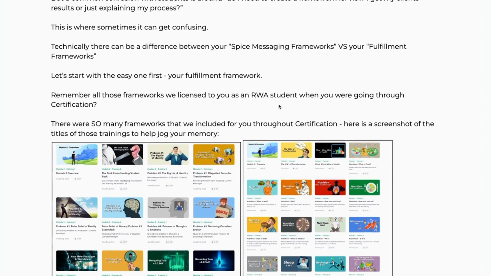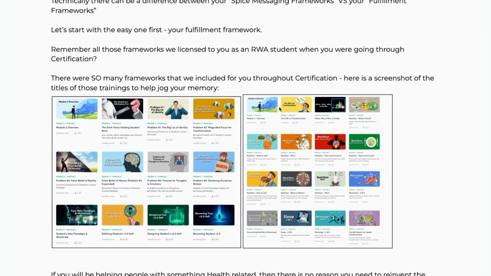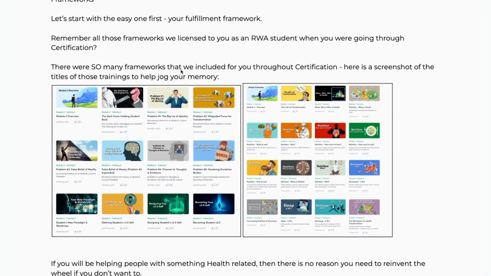Okay, so remember all of those frameworks that we licensed to you during certification as you're going through that process, right? There were so many different frameworks that we went through, right? Imagine all of those images and all of those nice diagrams and all of that kind of stuff, right? When you were going through certification, there were so many of them that I can't even list all of them. I literally just had to take a screenshot of all of the different trainings and the modules, right?